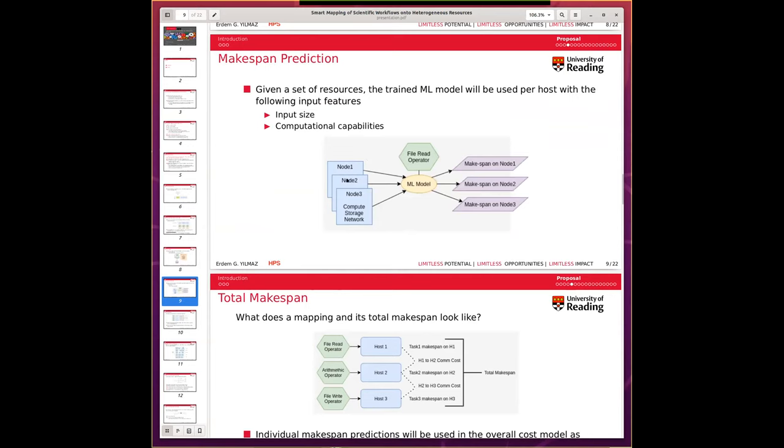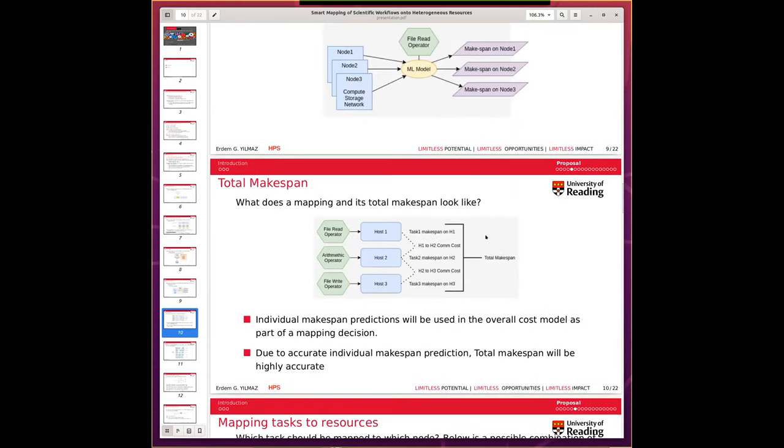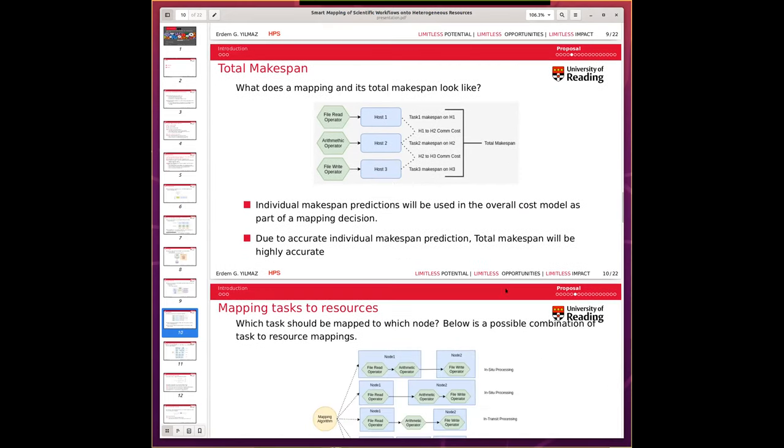For all given nodes with different computational capabilities, the machine learning model will be predicting the make span of this operator for each node. And by doing that, we will be able to calculate a better cost model for the total make span. So for these three operators, the tasks' make span and the communication costs, and overall, all of these constitute the total make span. If we can find accurate make span predictions for these operators, given any host, we will have an accurate total make span.